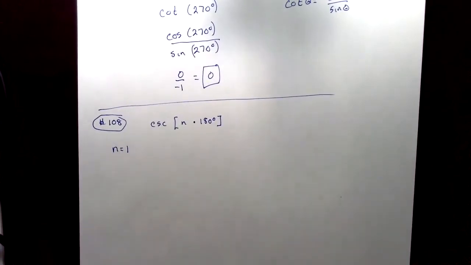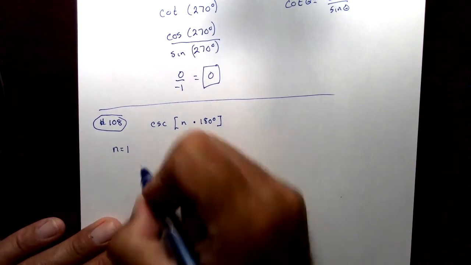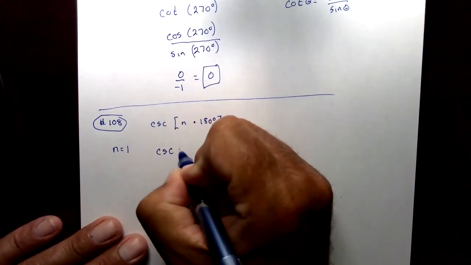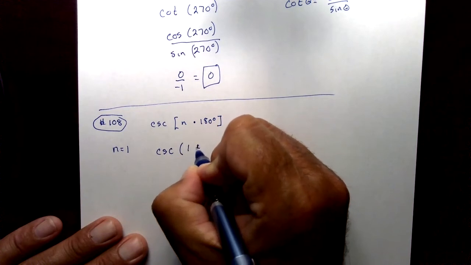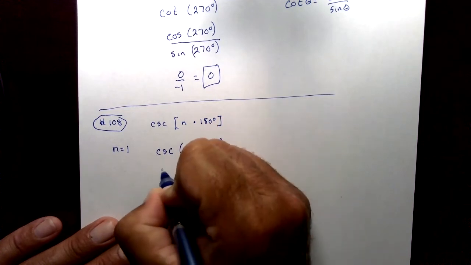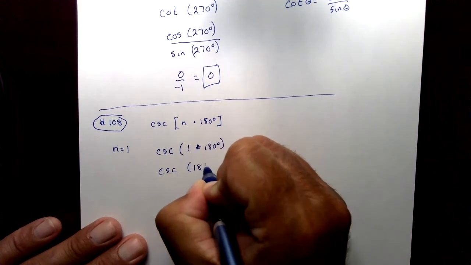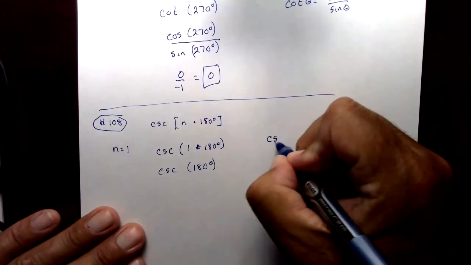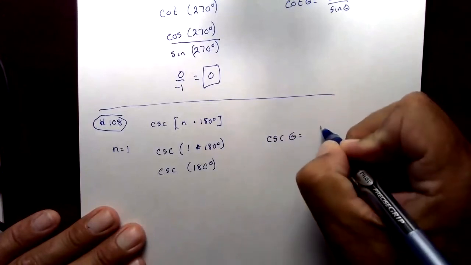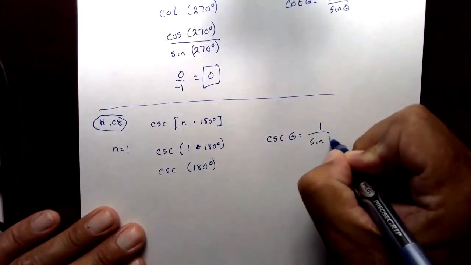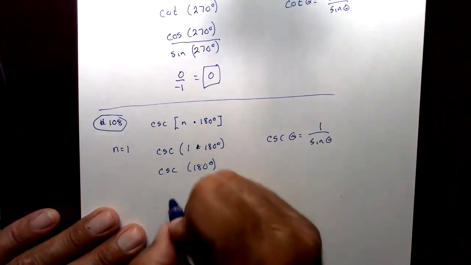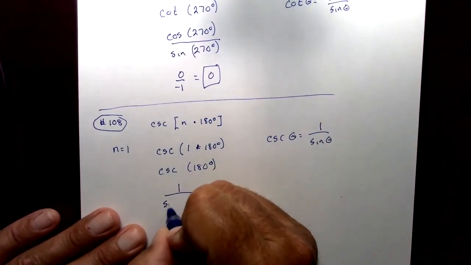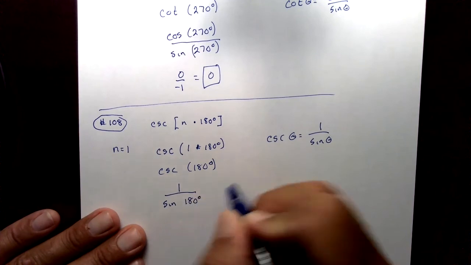Taking a look at a second problem, problem number 108. This time it's the cosecant of n times 180 degrees. Again, I'm going to plug in 1. 1 times 180 degrees is the cosecant of 180 degrees. Going back to my trig functions, the cosecant of theta is the same as 1 over the sine of theta. So this is now going to become 1 over the sine of 180 degrees.